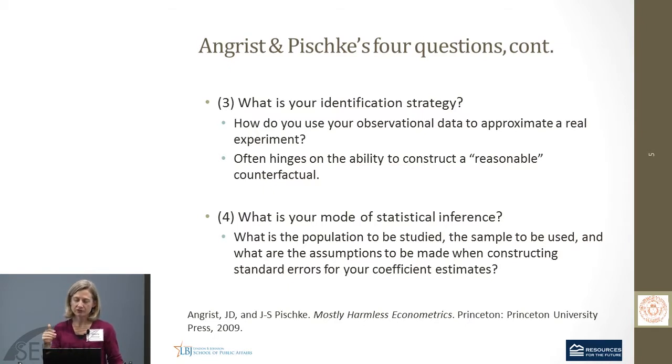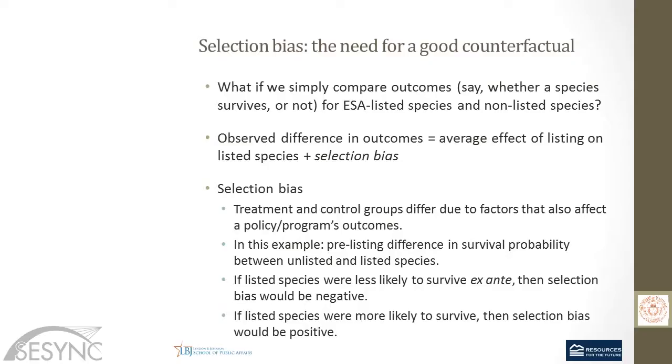And then finally, a question that is important to the statistics, but a little bit less important for getting your good intuition around the experimental design, is, what's your mode of statistical inference? So what's the population to be studied, the sample to be used, what are the assumptions you're going to be making when you construct the standard errors around your coefficient estimates? We can talk about that later on if people have questions, but for the most part, I'm going to leave that step four out of the discussion for today and really focus on steps one through three in terms of just purely thinking about those early stages of research design. All right, so what do I mean by a good counterfactual?